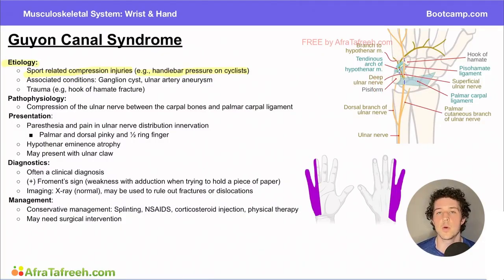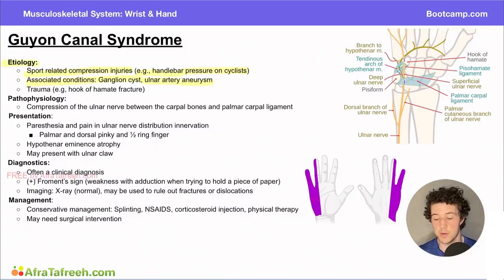I've also seen this in a question with somebody using a jackhammer for several hours at work. And so think of anything that can physically compress over long periods of time in that Guyon's tunnel can compress the ulnar nerve and lead to these symptoms. Additionally, this can be associated with other conditions like a ganglion cyst, which is a synovial fluid buildup, or an ulnar artery aneurysm. So recall that in this Guyon's canal that we have here, running alongside the ulnar nerve will be the ulnar artery. And so if that artery grows from an aneurysm, that can obviously compress the ulnar nerve.